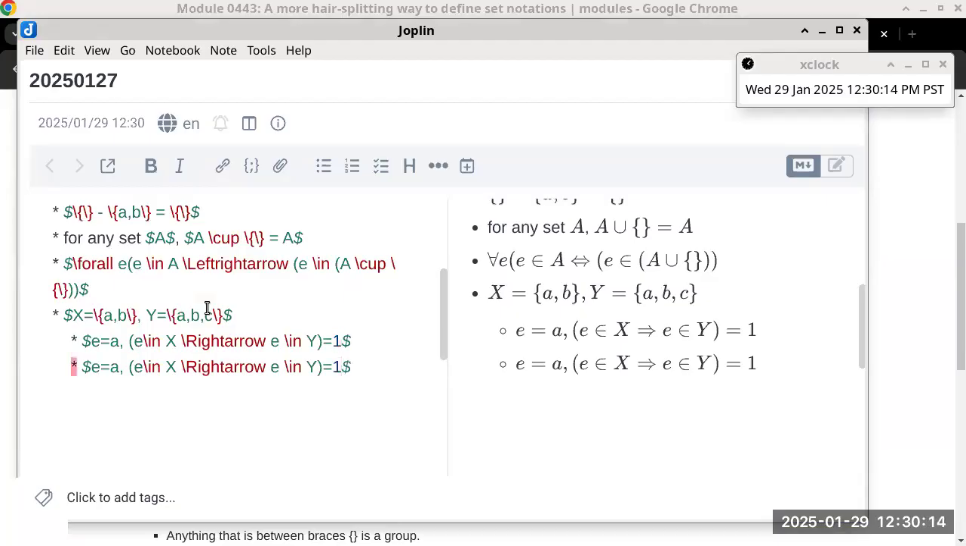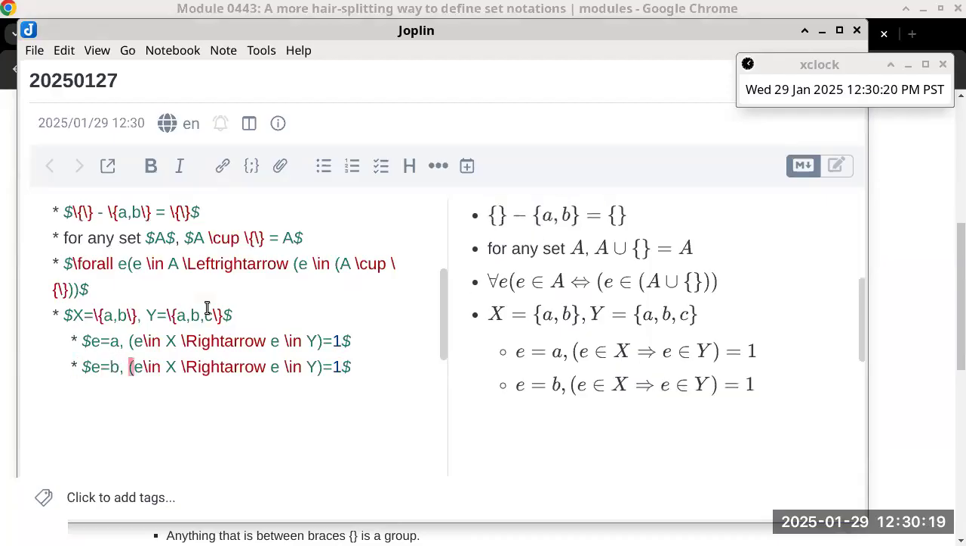Well, let me complete the example and see if that's okay with you. So what if E is B? In other words, we are just using a different value as E to reevaluate the quantified expression. And is that true? Well, let's see. B as a value, is it in X? Yes. So E in X is true. What about E in Y? Well, E has a value of B, which is in Y, and so the right-hand side of the implication is also true. True implies true is true, so we are good.